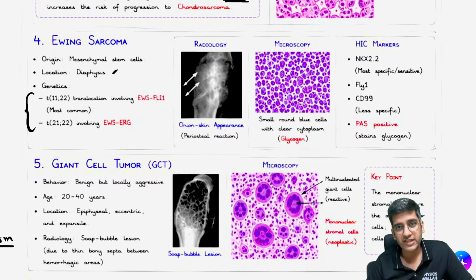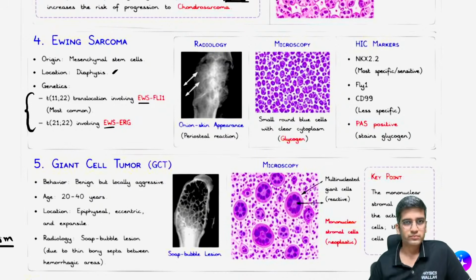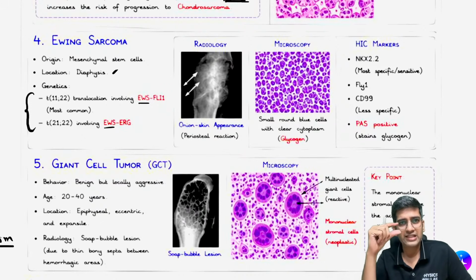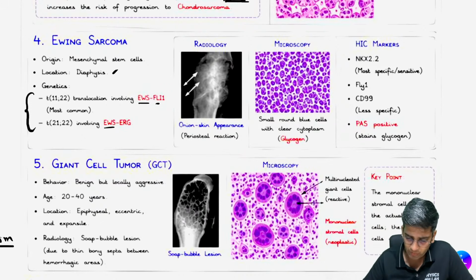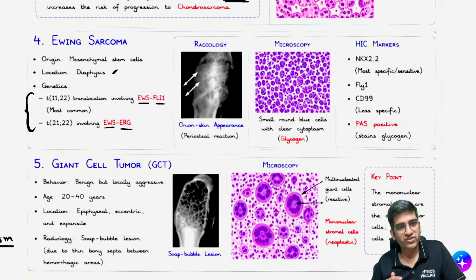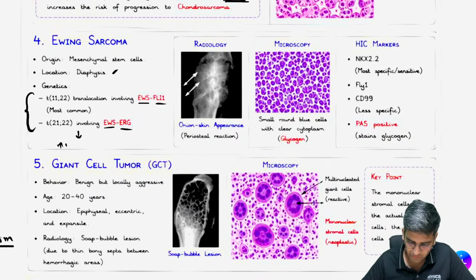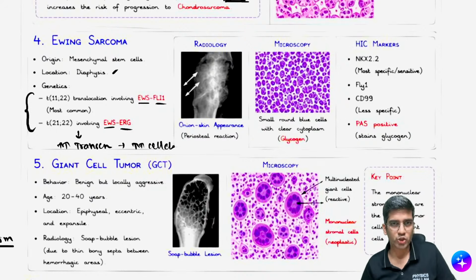Because if I'm doubting whether it is Ewing's or not, I do a FISH to diagnose that with the help of translocation, right? t(11;22) and t(21;22). What is important is the EWS gene. Ewing sarcoma is EWS. That's a gene which is getting translocated to the FLI1 or ERG gene. Because it's a translocation, I'm going to have activation of the transcription factors, and that is going to cause uncontrolled proliferation and cell division. That's what causes Ewing sarcoma.